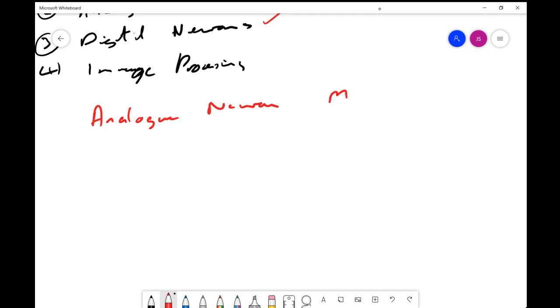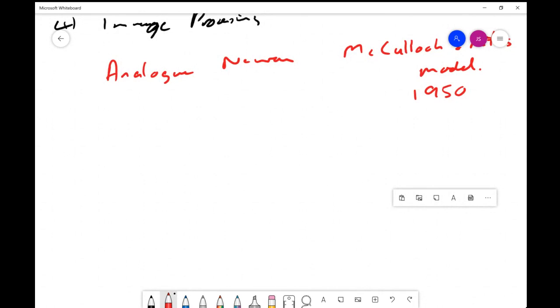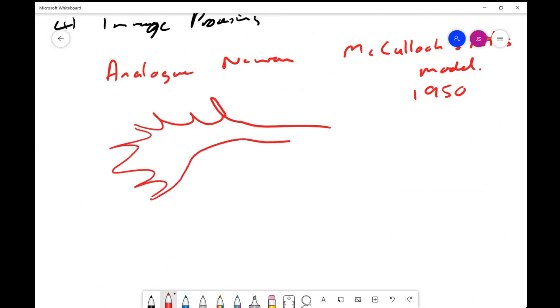Often referred to as the McCulloch-Pitts model, after the two guys who first proposed it, and it's been around an awful long time. It's around about the 1950s that the first paper was published on this. And the idea of the analog neuron, go back to the natural system, a natural neuron, which is our inspiration. Here is a cell with spikes on the input and an output. There's my output Z.